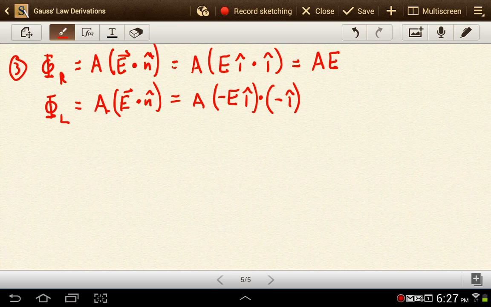Okay, so we do this dot product. Well, again, i hat dot i hat is 1. The negative signs cancel out. So again, you get AE.